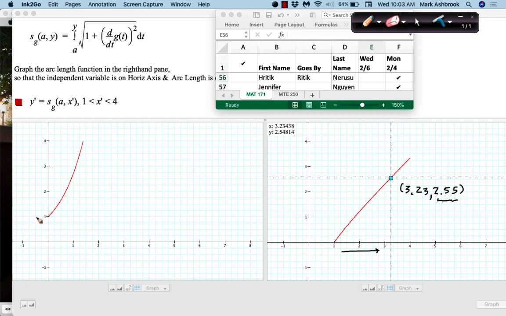Y. So right, from 1 to 3.23 on this curve, that point over there tells us what? What does this tell us? This is 2.55 units long, the length of that arc, right? Starting from y equals 1 up to y equals 3.23, it's about 2.5 units long. That's what you should have said. Questions on that? Make sense? Any questions? Okay, let's move on.